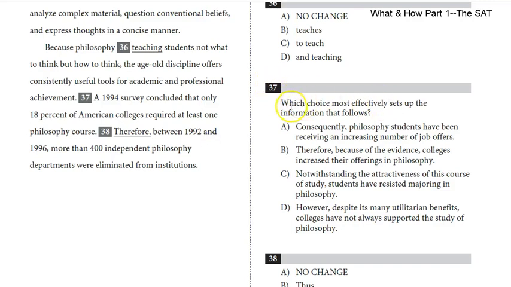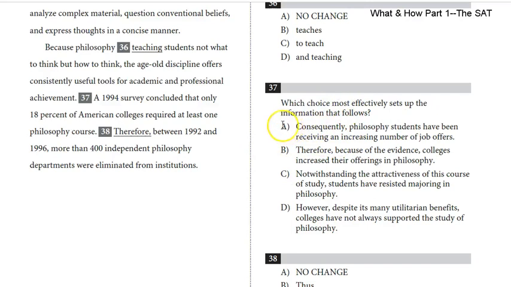Question 37 gives you a logic-based question: which choice most effectively sets up the information that follows? So this is new information that they're asking you to consider in answering the question. It's based on the flow of the argument or the flow of the information and which one of these options would best set it up. And you can see that there's a no change option.